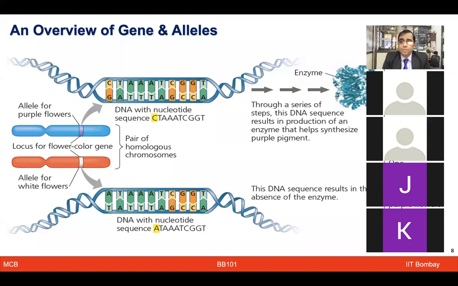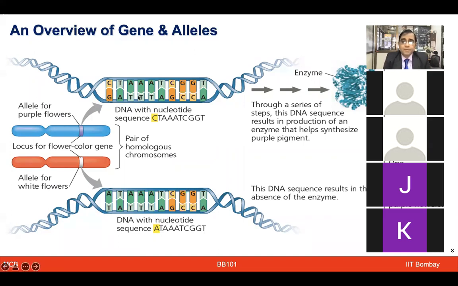Enzymes are proteins. Some proteins with enzymatic activities are also being produced. So this particular sequence generates a series of reactions which generates purple pigment, with some enzymatic reaction, and therefore the flower now appears purple in color.